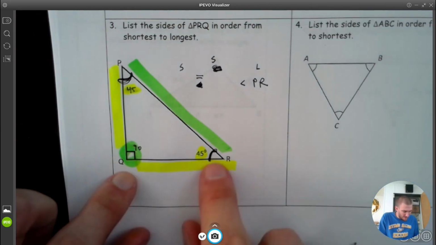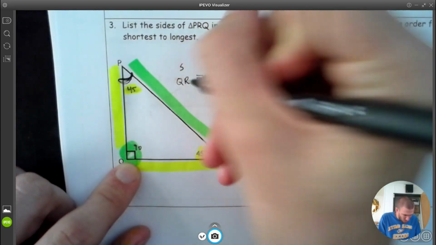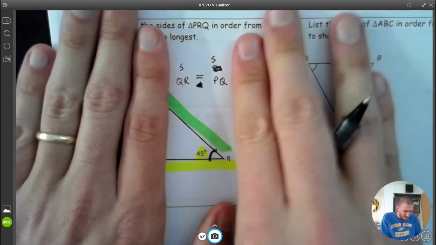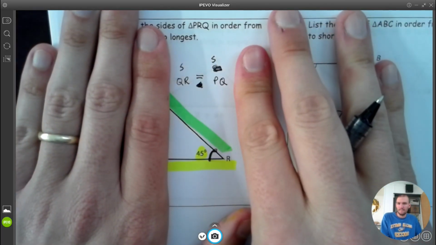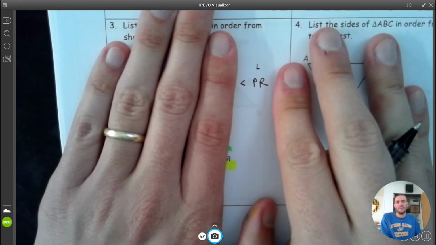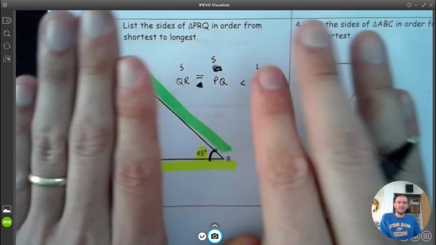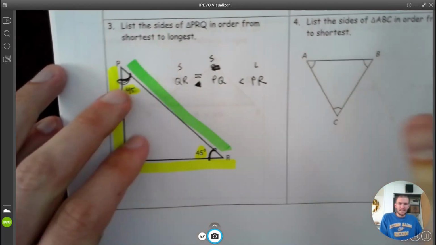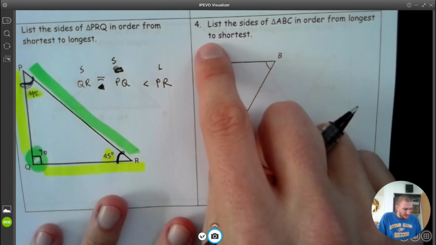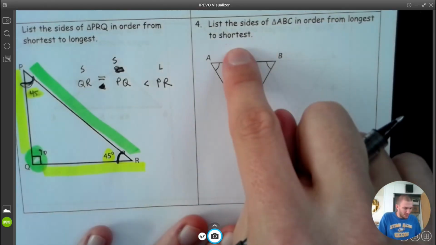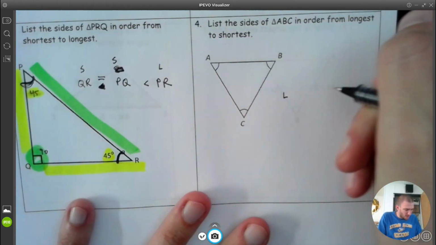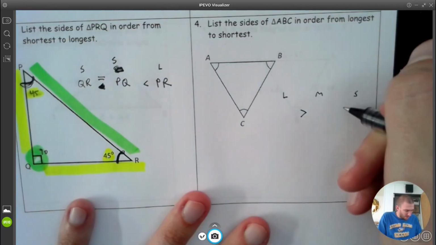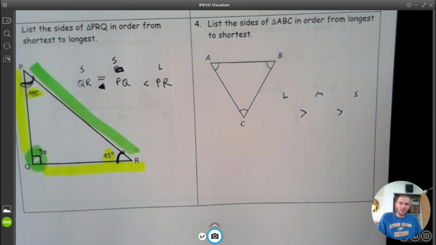And so this one, QR, and this one, PQ, these two are equal. And that one is bigger. So it's kind of like I've got two smalls and a large. Let's look at this last one. List the sides in order from longest to shortest. So long, medium, small. Alligator eats the large, alligator eats the large.